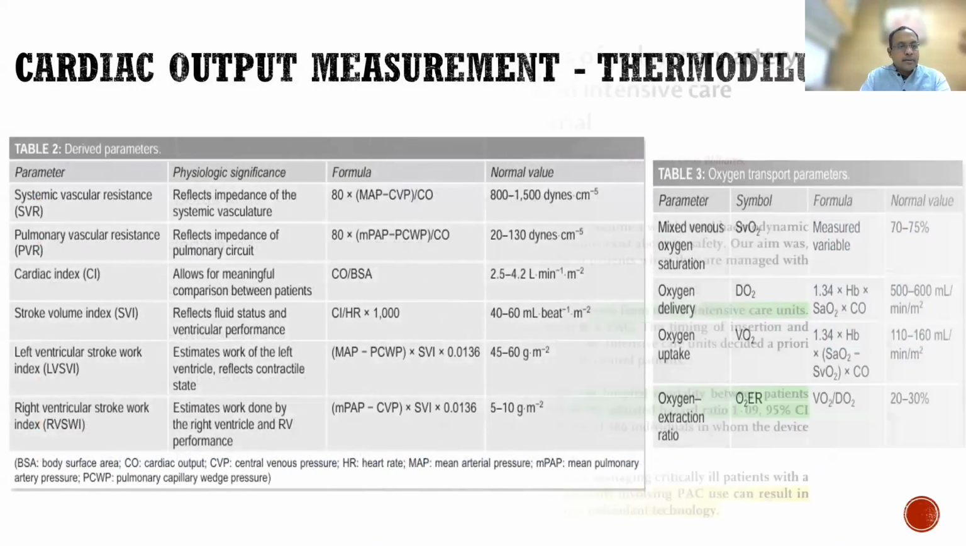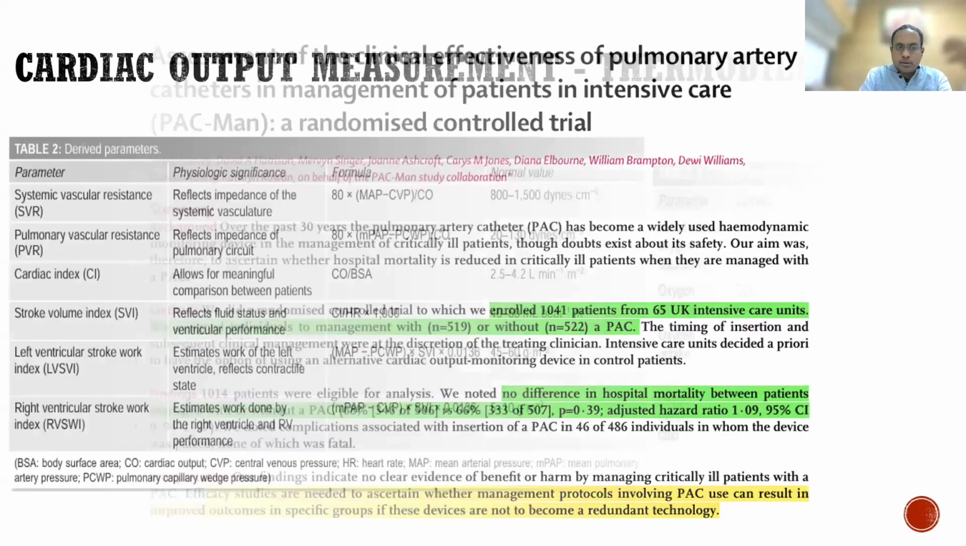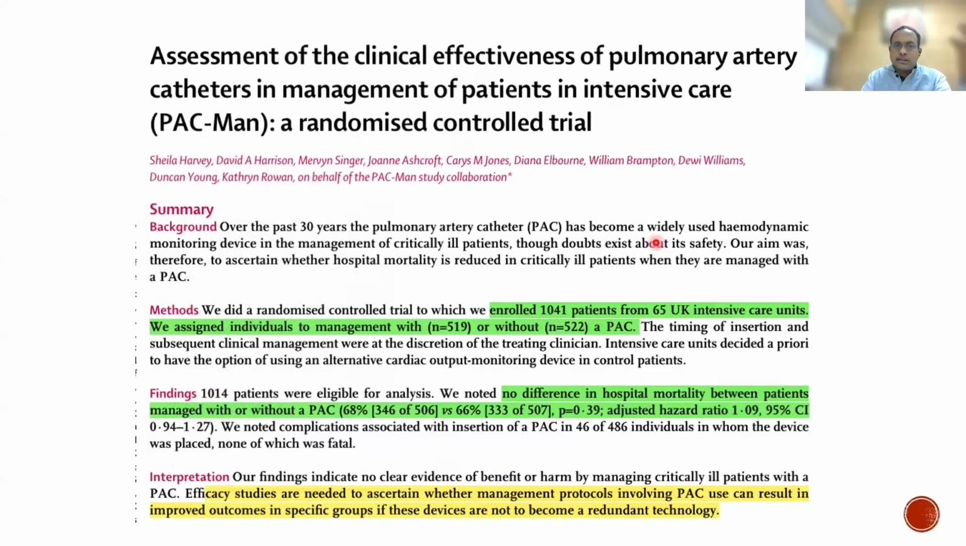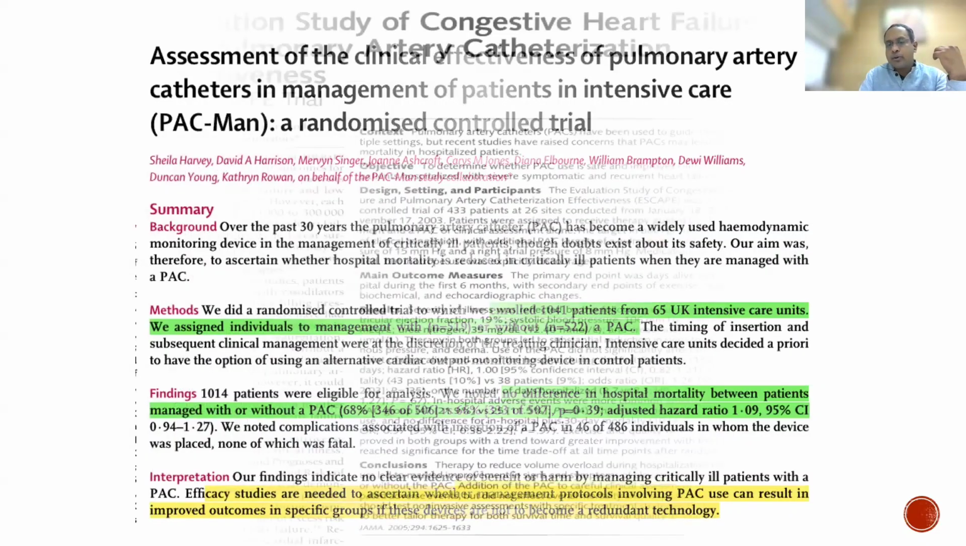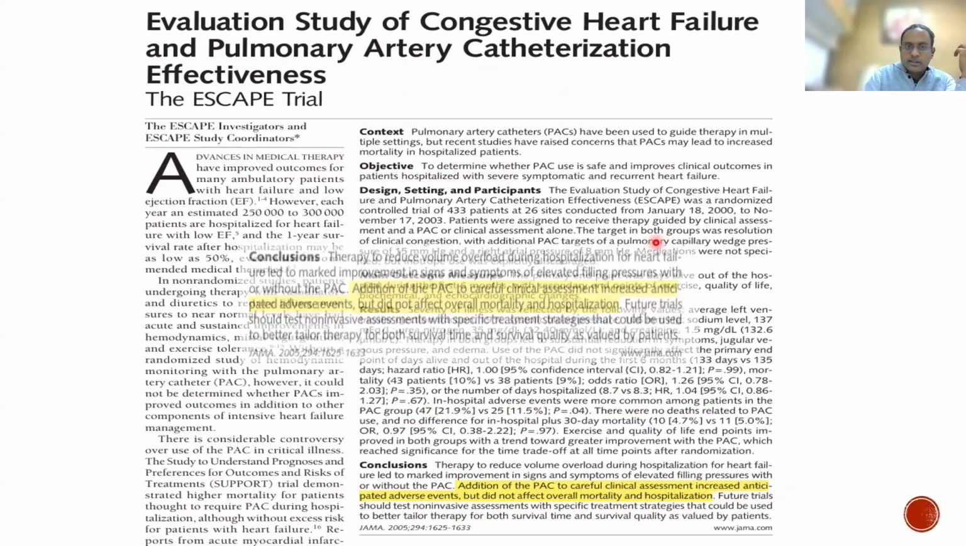And from that, we can derive the systemic resistance, PVR, cardiac index, stroke volume index, left ventricular stroke work index, and right ventricular stroke work index. So all these values we get from our PA catheter measurements. These are rarely used because, as I discussed, there was a study which indicated that it doesn't make a difference in mortality or improve the outcomes, and actually increases the incidence of adverse effects.